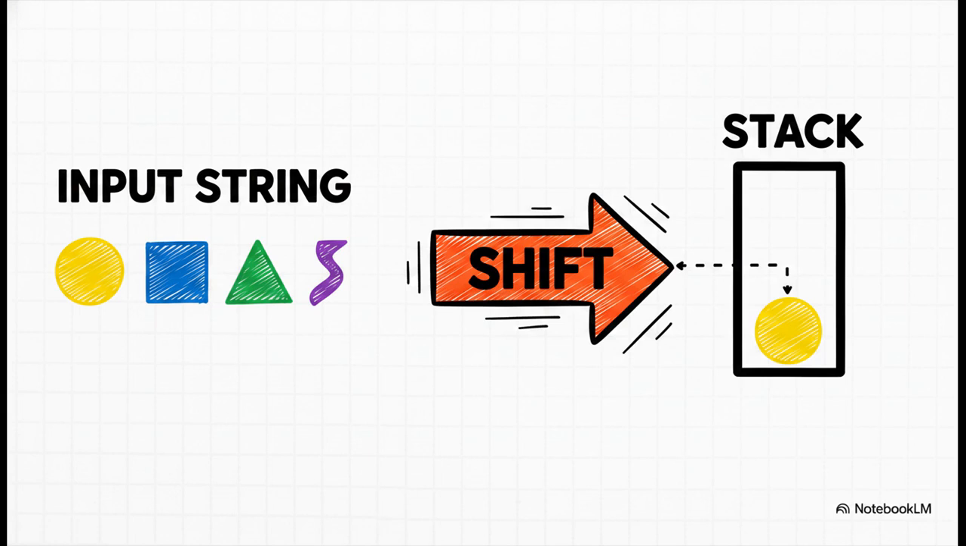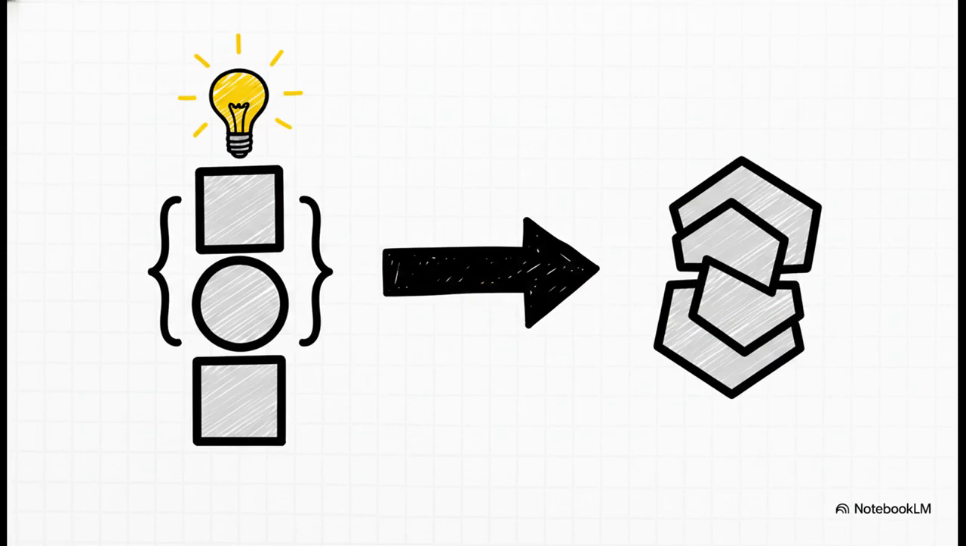So the first move is shift. You can think of this as the gathering evidence phase. The parser just takes the next token from your code and pushes it onto a little temporary workspace, a stack. It's basically saying, okay, I see this piece, I'm going to hang on to it for a second and see what comes next.